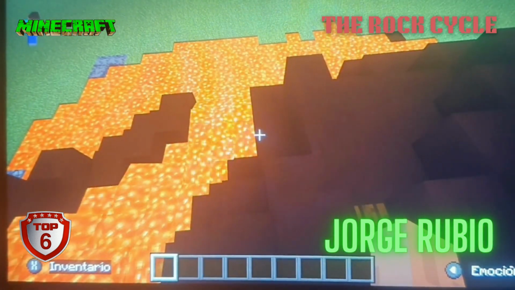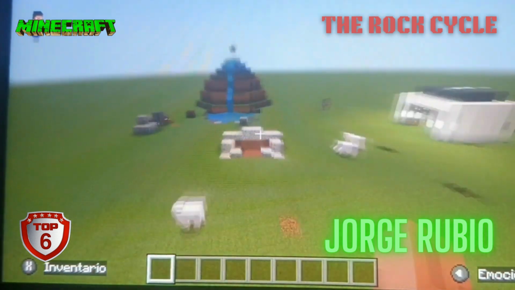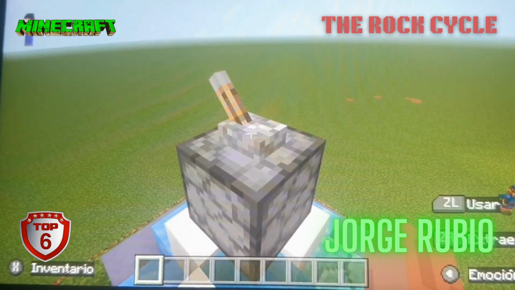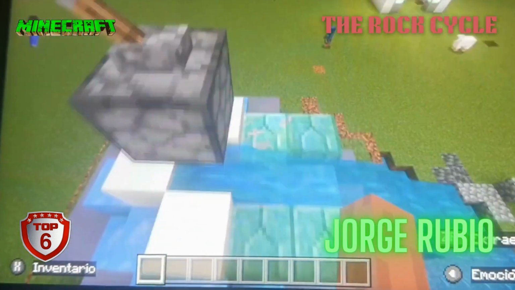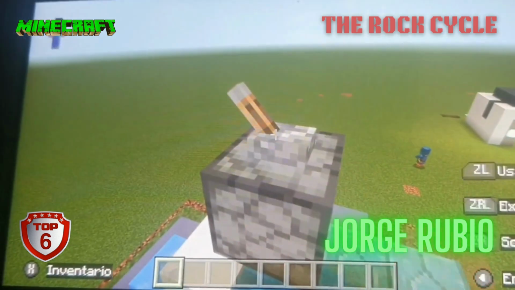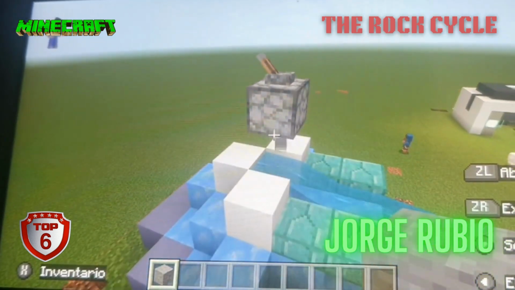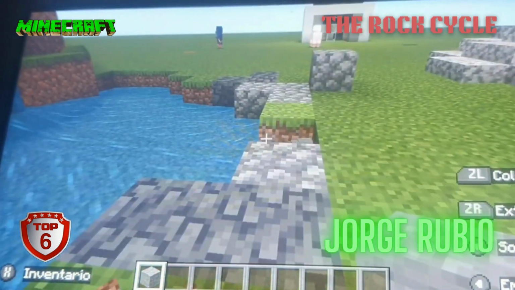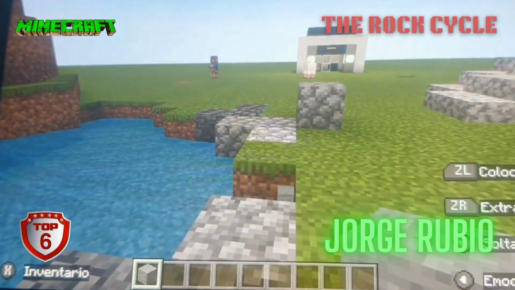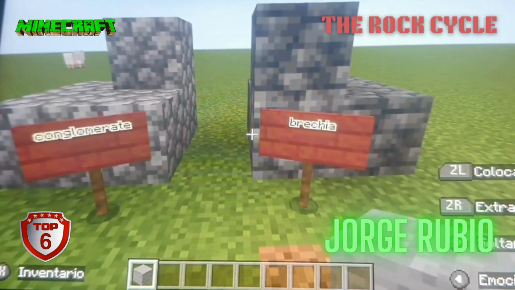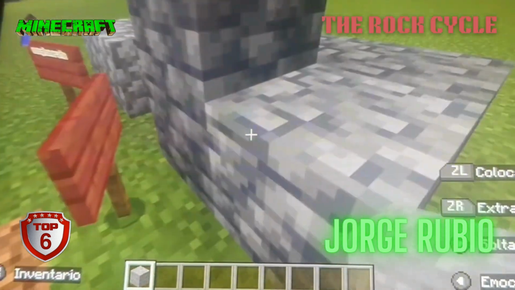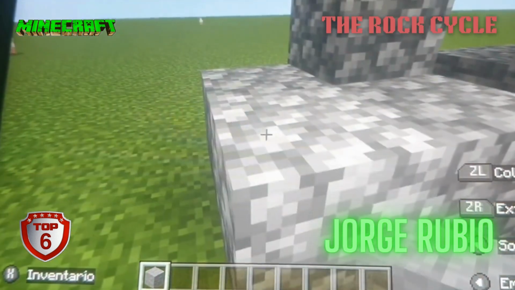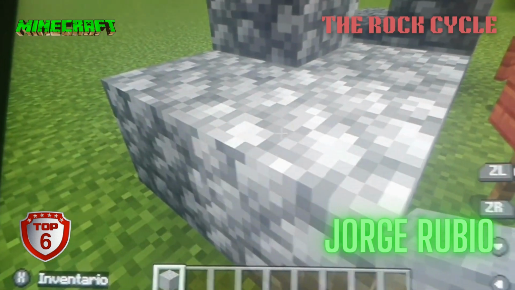Now we go to sedimentary rocks. Sedimentary rocks are made in the rivers when they form with other rocks. We can find two types of sedimentary rocks: conglomerate and breccia. Breccia has angular rocks, and conglomerate doesn't have angular rocks.